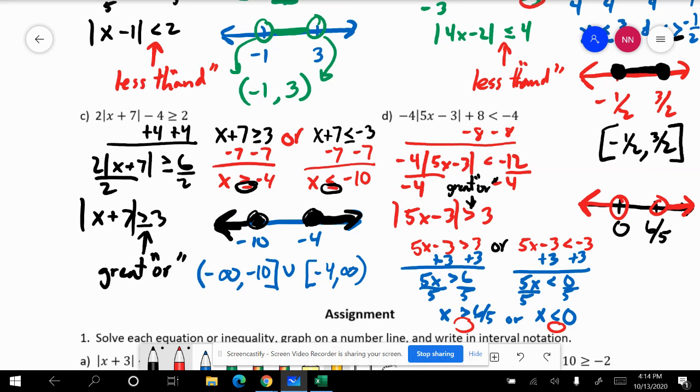So that means when we do our interval, the first one is negative infinity to 0. Notice it's parentheses. And the other one is 6/5 to infinity.